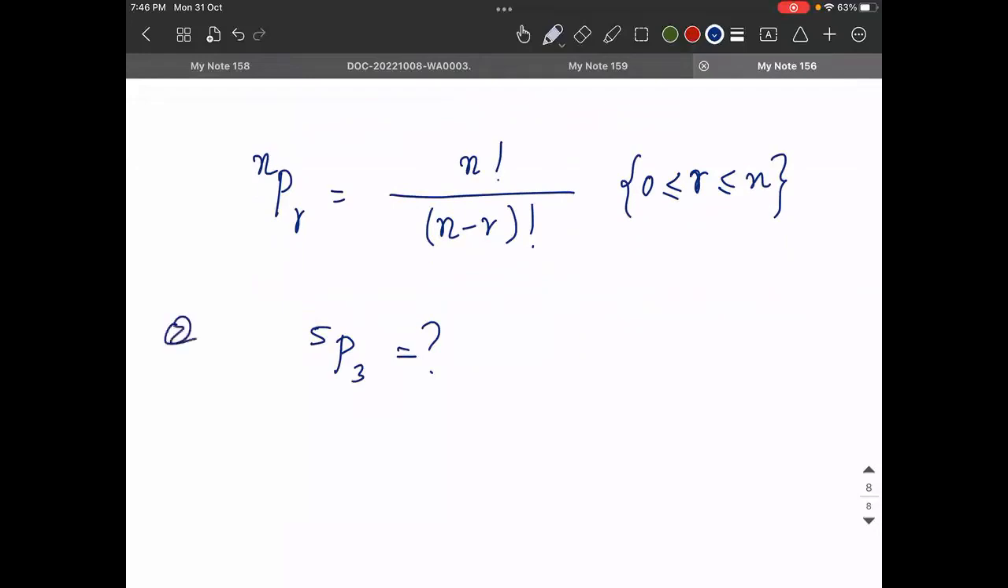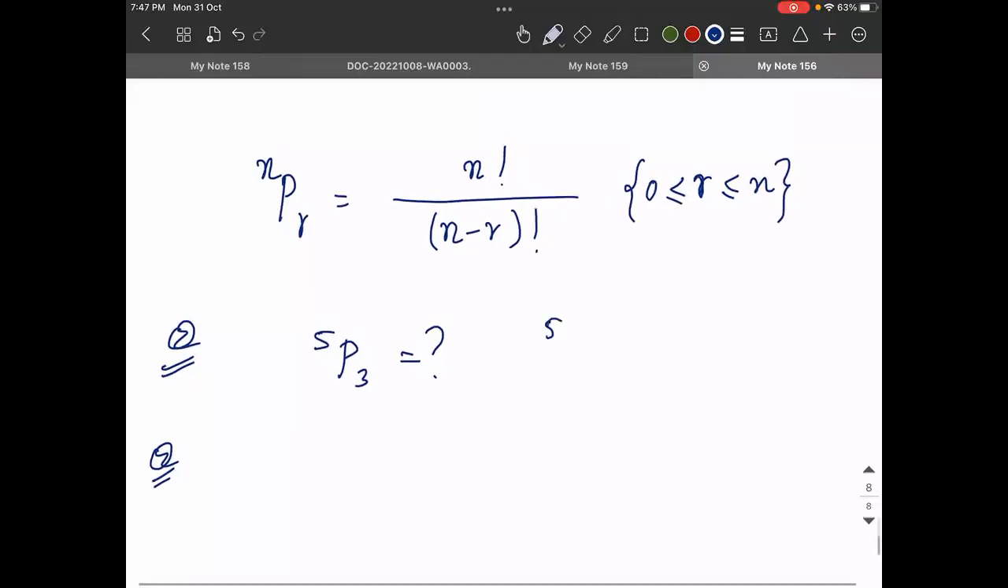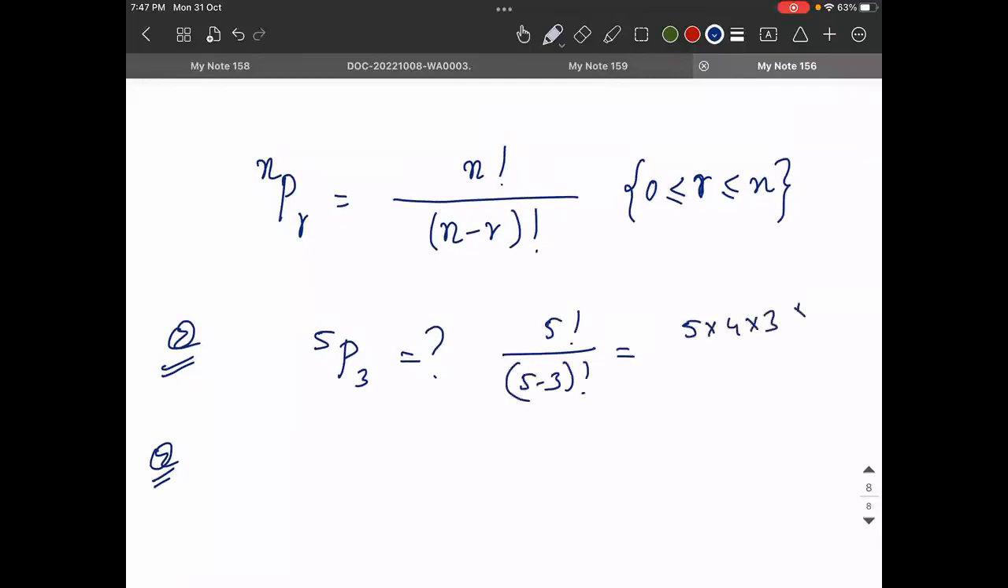It's really easy, right? 60. Yeah, if r is 0, that can be there too. How many students failed in class? No one. Or how many students passed in class? No one. So that can be there, right? Okay, let's see: 5 factorial upon 5 minus 3 factorial. How much? 5 into 4 into 3 into 2 factorial. How much is this? 60.